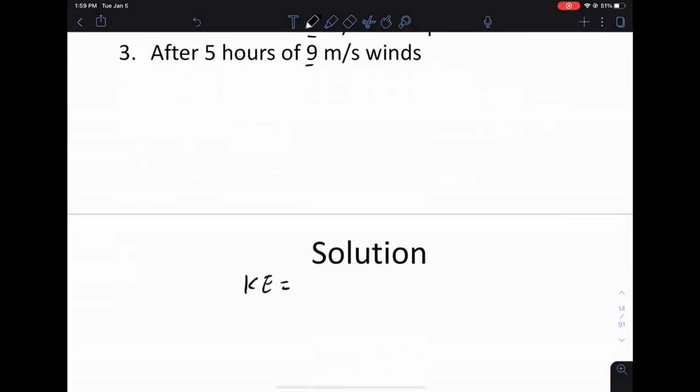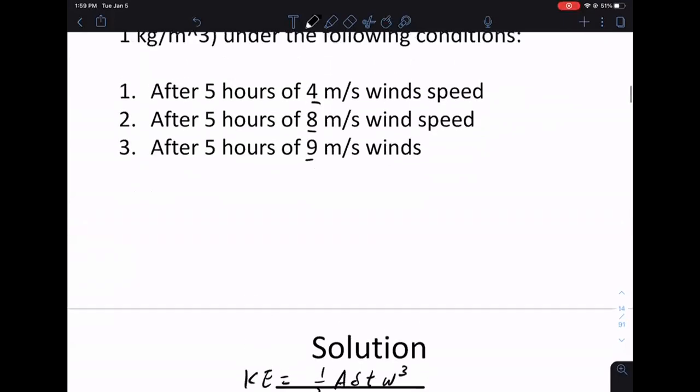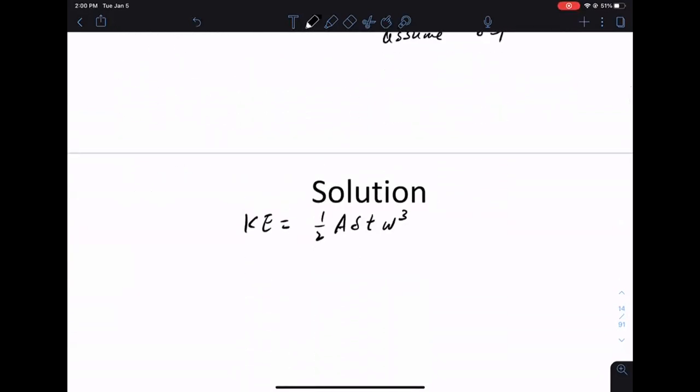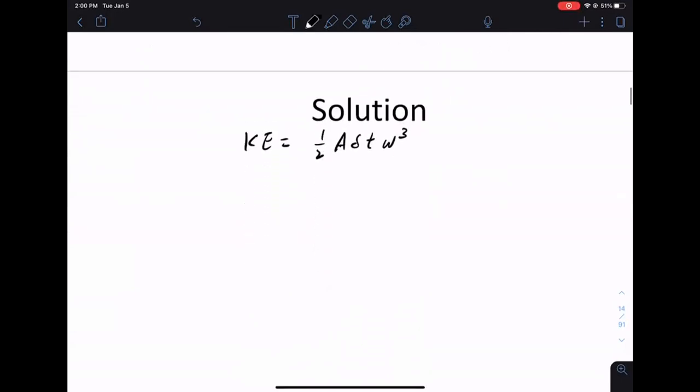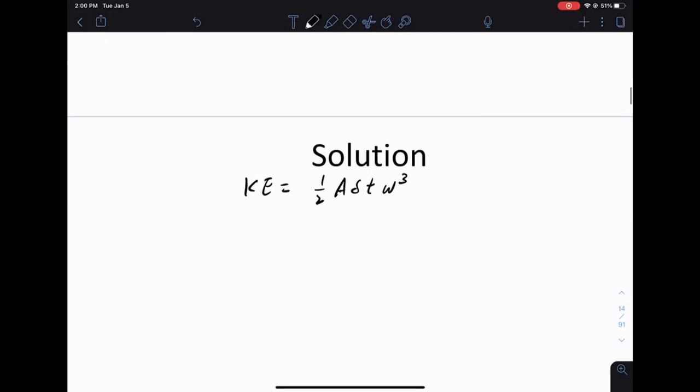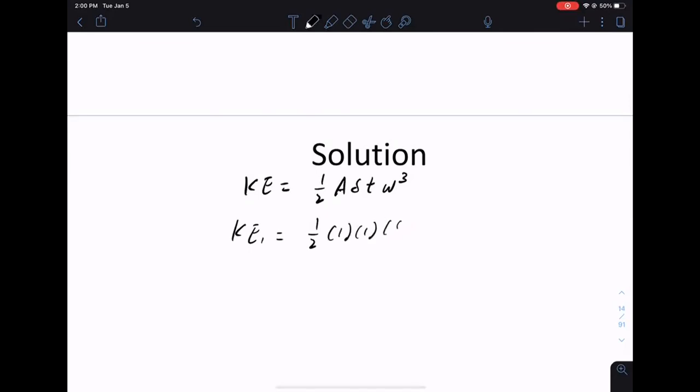We have kinetic energy is half rho delta t times the cube of the speed, W cubed. Here assume rho, the air density, is 1 kilogram per meter cubed. We'll assume the air density is fairly close to this, so we'll make this assumption. So if you have a 4 meter per second wind, we have something that's 0.5 times 4 cubed, something that's 0.16 kilowatt hour. So not a lot, not enough to power your home.